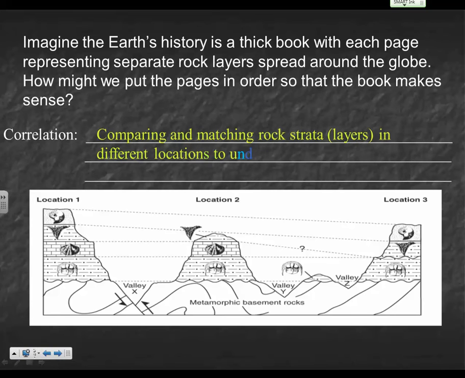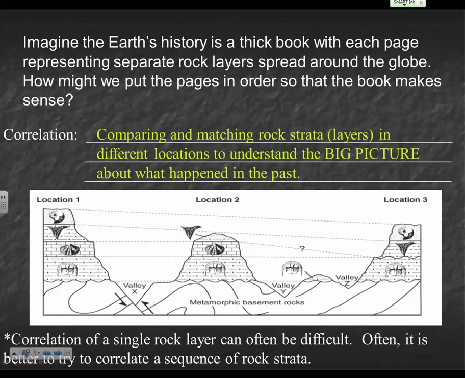First of all, what is correlation? Well, it's the concept in geology of comparing, matching up rock layers or strata in different locations. They could be close to each other, they could be on other sides of the planet, but the whole point is to understand the big picture about what happened in the past. So what we're trying to do is put these rock layers back together again to get a complete history, as complete as possible, of everything that's happened in the past.